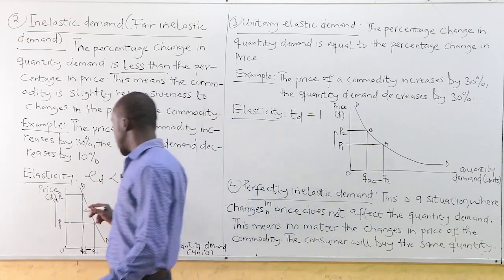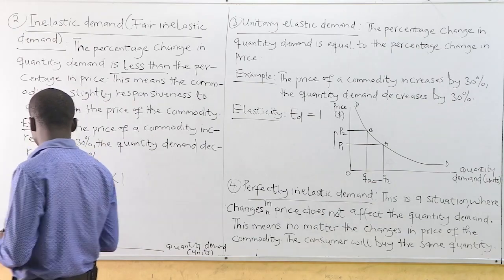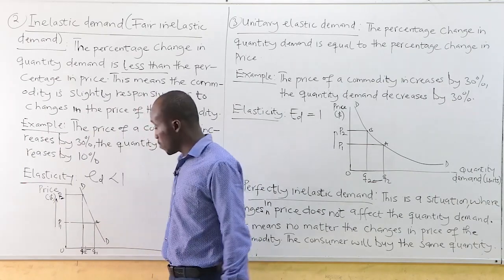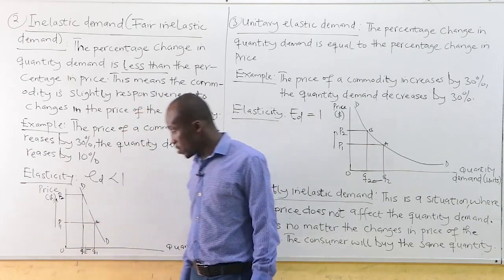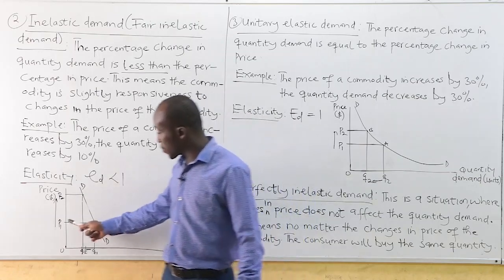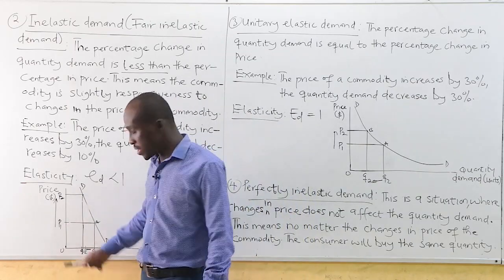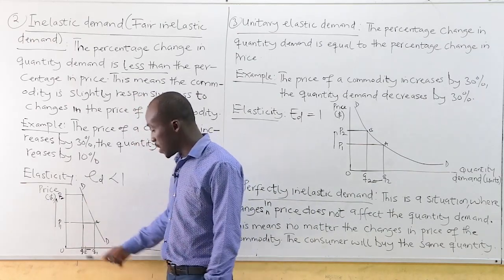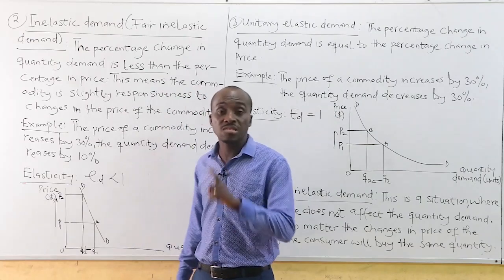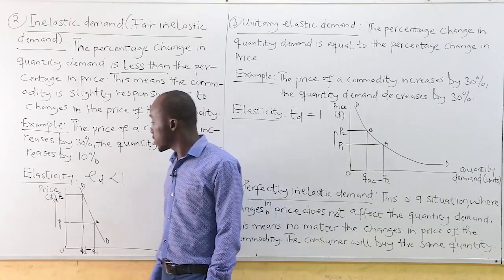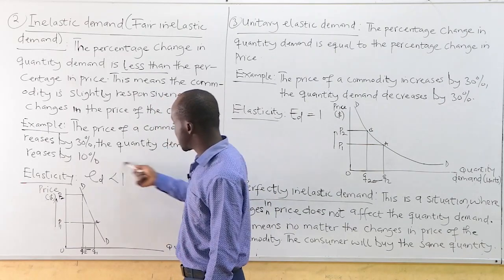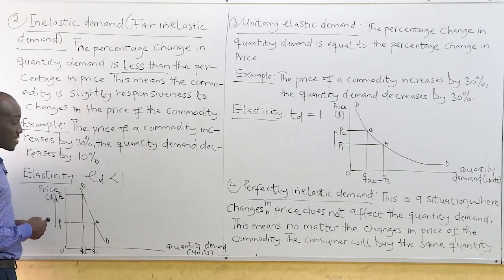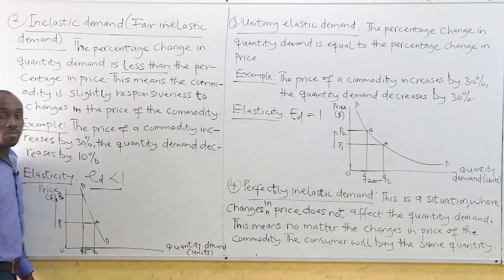And now the price of the commodity has moved to P2, and the demand has moved to Q2. Meaning that the price has increased more than the demand. The price has increased from here to here, but the quantity demanded has changed only from here to here, telling you that the commodity is slightly responsive to change in price. When you calculate for any product, if you want to get an inelastic demand, then the elasticity should be less than 1, right?